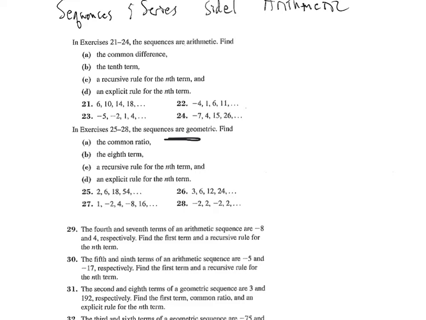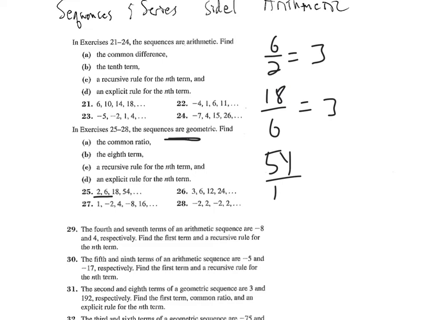Okay, so I see 6 divided by 2 is 3. I see 18 divided by 6 is also 3. So they're telling me it's a geometric sequence, but even if I didn't know that, I could check. What's 54 divided by 18? Well, I think that's 3 also. So yeah, we get a common ratio of 3. That's r. What's my first term? 2.